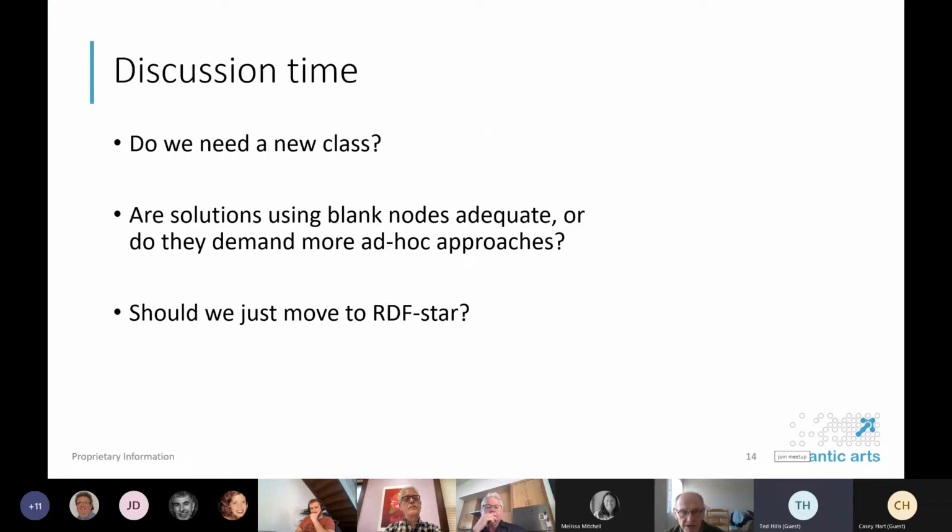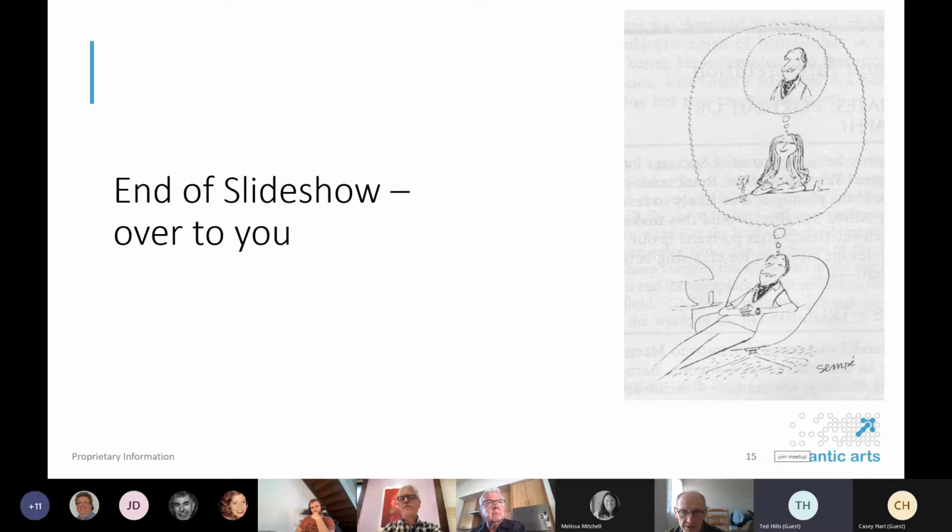And so the discussion that I would like us to engage in now is really three questions. One of them is, do we need this new class? And that can be balanced by the question, is using blank nodes adequate? And then the other thing is where we see RDF star coming in, since we are talking about reification, and RDF star hits it square on. So I'd like to finish my presentation now and pass it over to you, but not without having a little chuckle about this reification cartoon on the right.